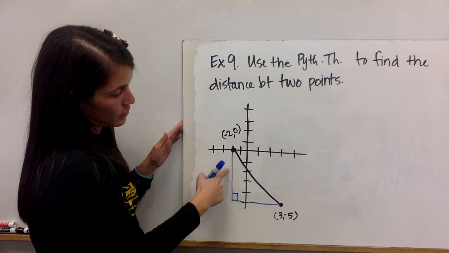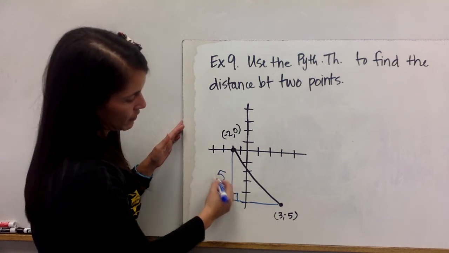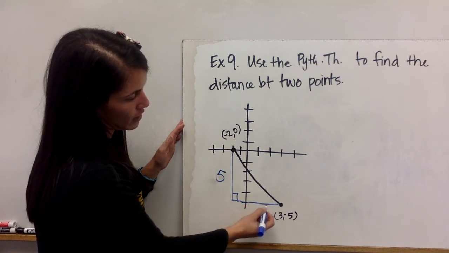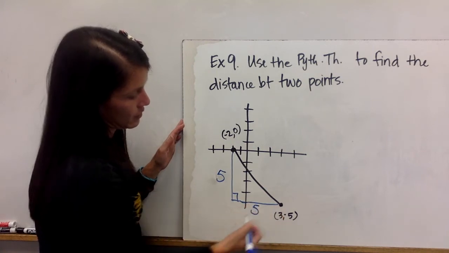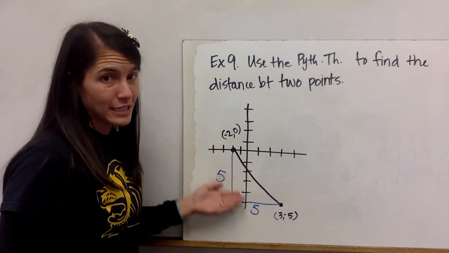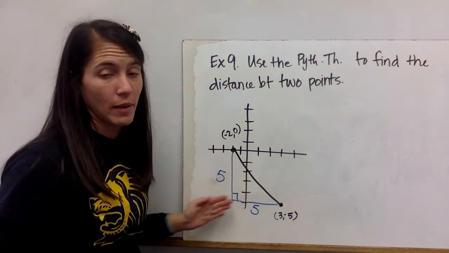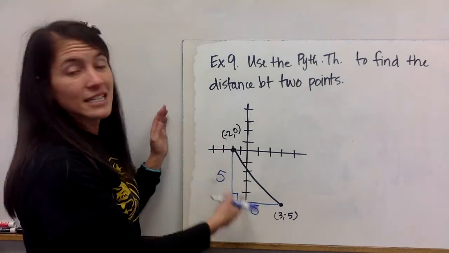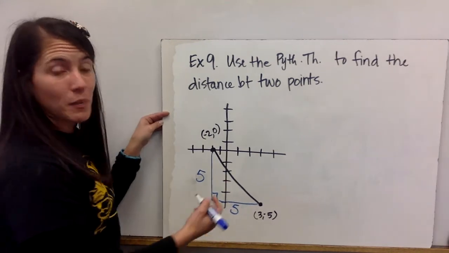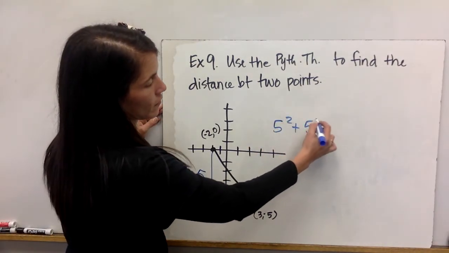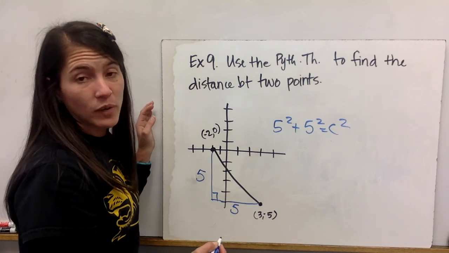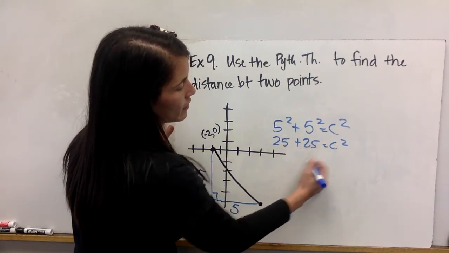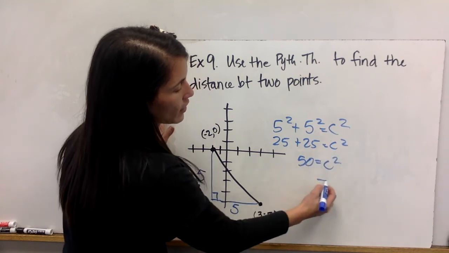I can count this way. This went down 1, 2, 3, 4, 5. And then I can go over 1, 2, 3, 4, 5. I got that just by counting how many went down, and then from here how many went over. And again, we're only going to use positives because we're doing distances. Since I have 2 legs, now I can put it in the Pythagorean Theorem. 5 squared plus 5 squared equals c squared. 25 plus 25. So 50 equals c squared.